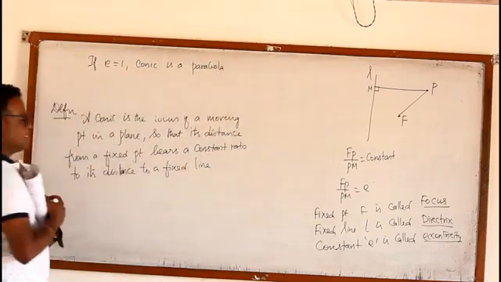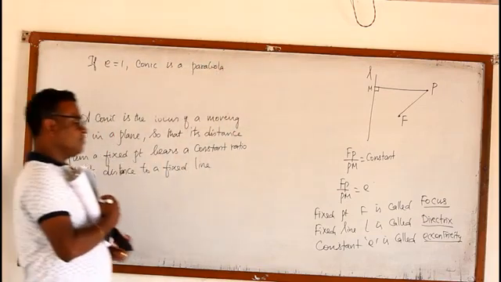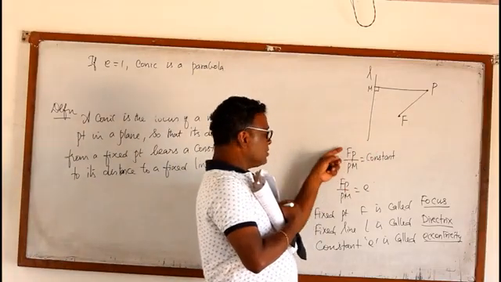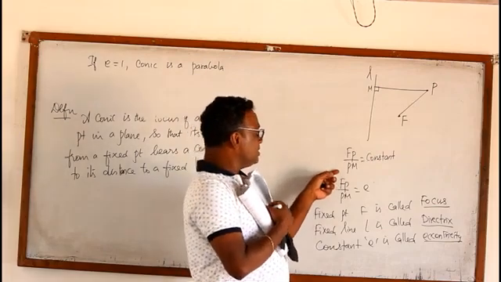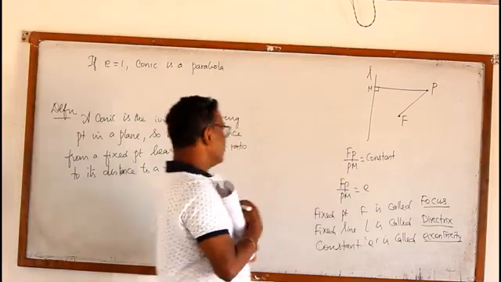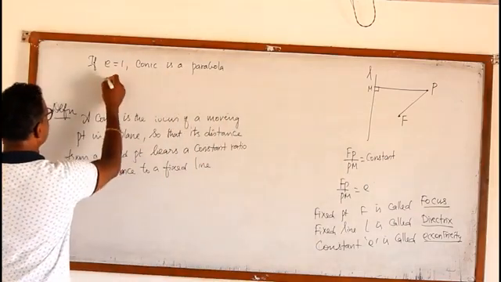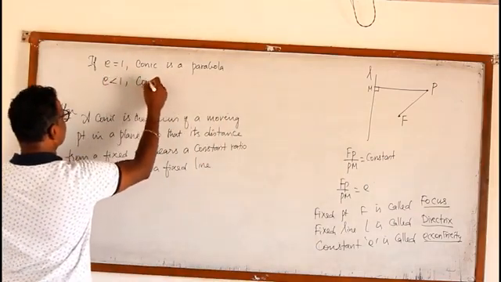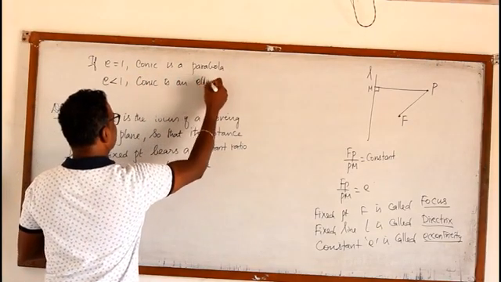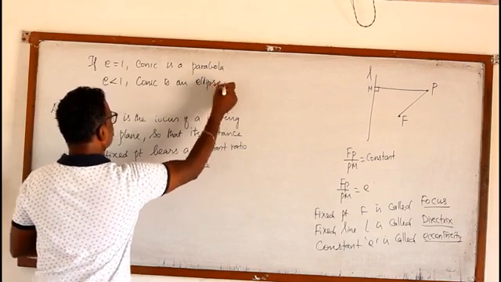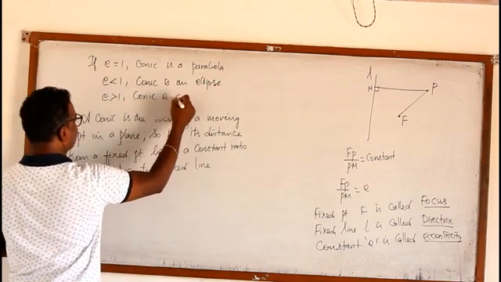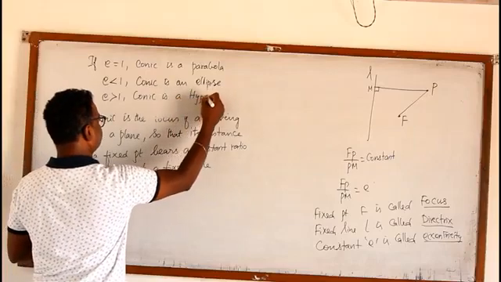So only this eccentricity determines the nature of the conic. Any point that obeys this condition traces a conic. In that, if e is 1, then the conic is a parabola. If e is less than 1, the conic is an ellipse. And if e is greater than 1, the conic is a hyperbola.